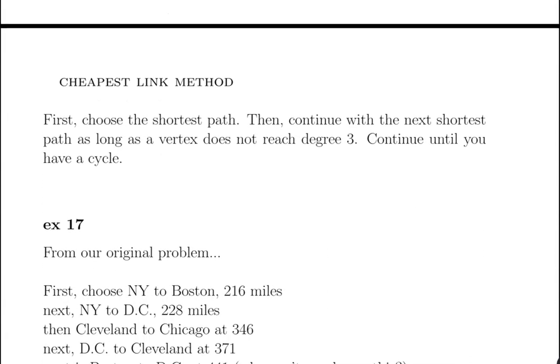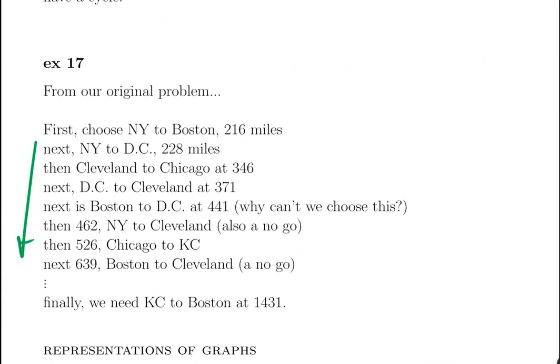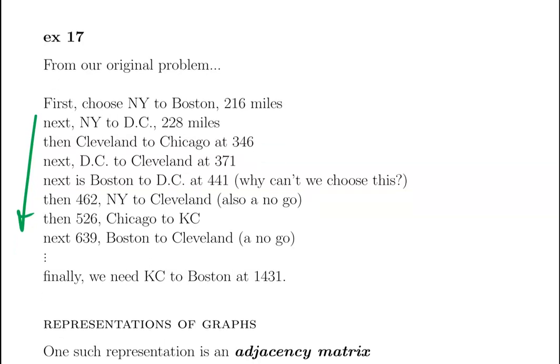So if you were to go through the cheapest links, right, first we have New York to Boston, that's 216, then DC to New York is 228, Cleveland to Chicago, DC to Cleveland. Then the next number on the list would be Boston to DC, but there's a reason we can't choose that, right? Why can't we? So, right, it must violate one of those 2 things: complete the cycle earlier, or create a degree 3 vertex. Then 462, also a no-go, and then it looks like you finally need KC to Boston, and then that gives us our number. Okay, so that's one approximation method for the traveling salesman problem. Pretty straightforward.